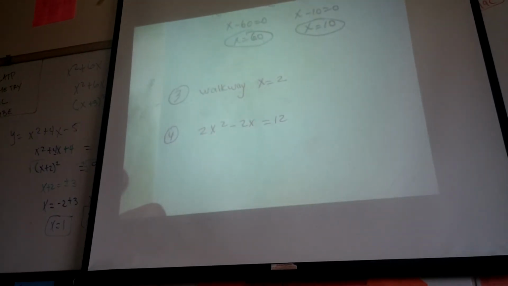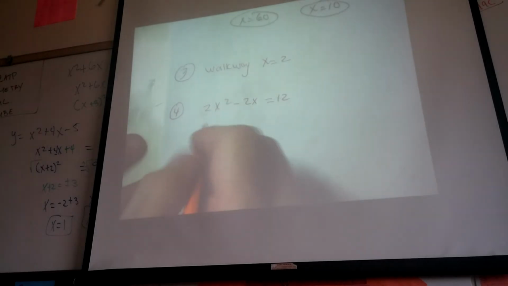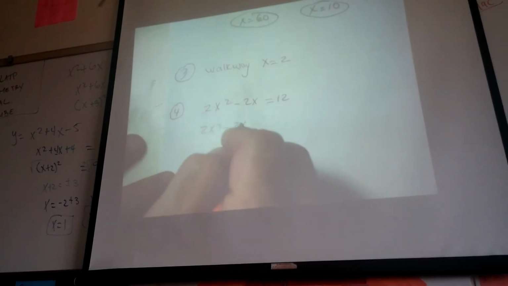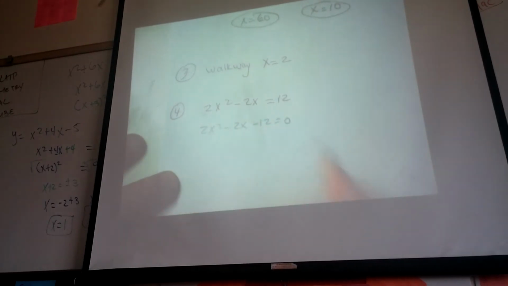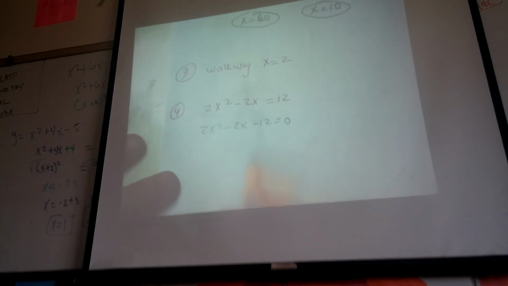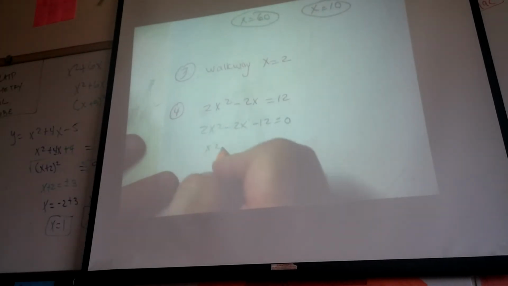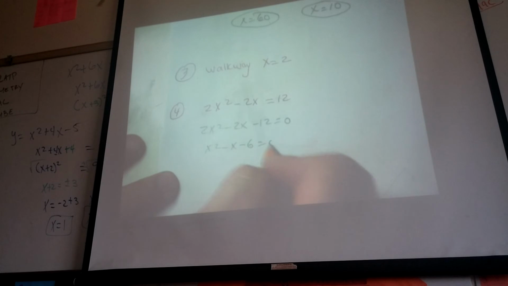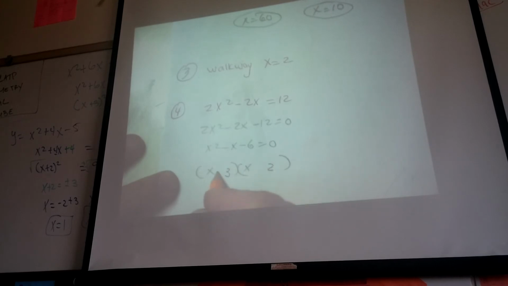Okay. Again, another factoring problem. I'm going to bring 12 to the other side. And then I'm going to divide everybody by 2. Two numbers that multiply to give me 6 and subtracted give me 1. It's 3 and 2. This is the negative. This is the positive.